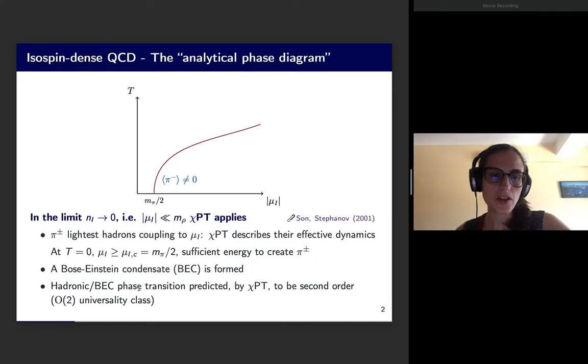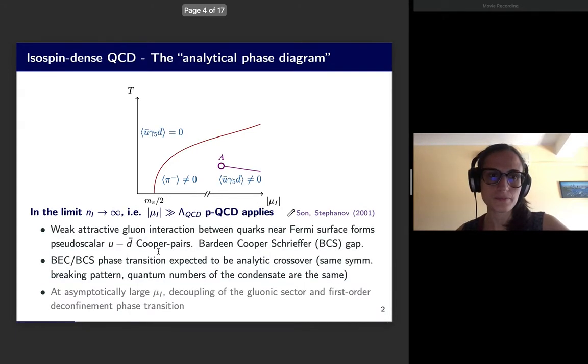Yes, and the hadronic or BEC phase transition, so here you have the hadronic phase and here you have the Bose-Einstein condensate phase with the pion condensation, the line, the boundary that connects the two phases, is predicted already by chiral perturbation theory to be second order. And this was also checked on the lattice, that it is indeed a second order phase transition and in the O(2) universality class.